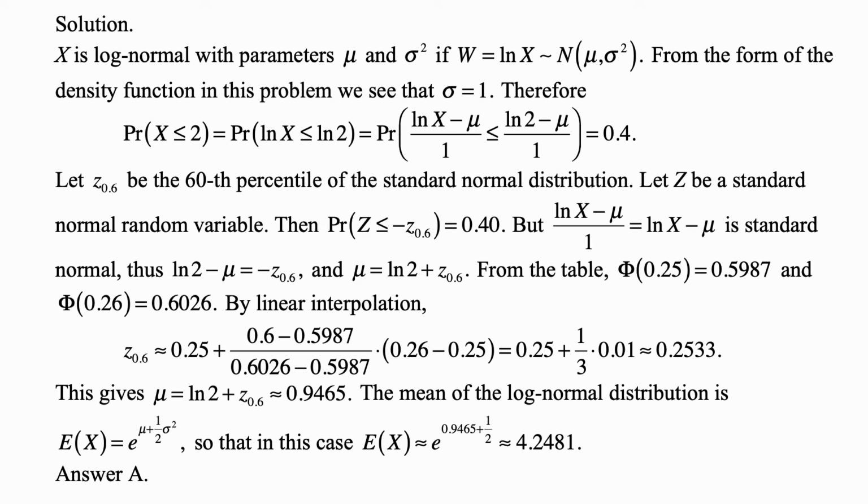And this gives that mu is equal to natural logarithm of 2 plus 0.2533, and that's approximately 0.9465. The mean of the log normal distribution, you should know, is e to the mu plus 1/2 sigma squared. So in this case, since we established mu to be 0.9465, E of x is going to be e to the 0.9465 plus 1/2 of sigma squared, but sigma is 1, so it's 1/2 of 1. And that's approximately 4.2481, and that's answer A.